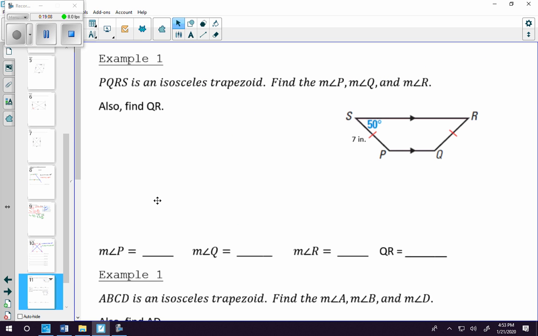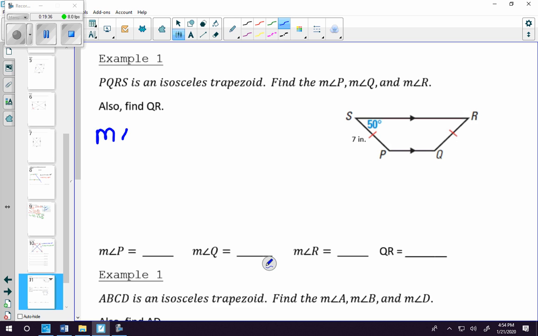If we flip over, let's put this into play. In example 1, it says PQRS is an isosceles trapezoid. Find the measure of angle P, the measure of angle Q, and the measure of angle R. Also find QR's length. Okay, let's start by finding the measure of angle R, or using 3 letters, as R is a vertex, let's find the measure of angle SRQ.